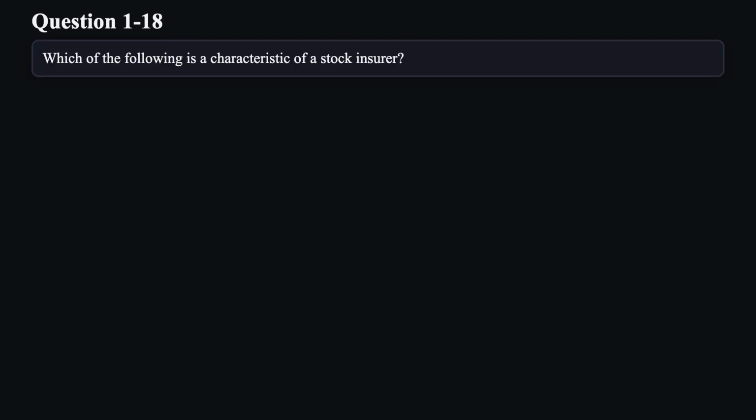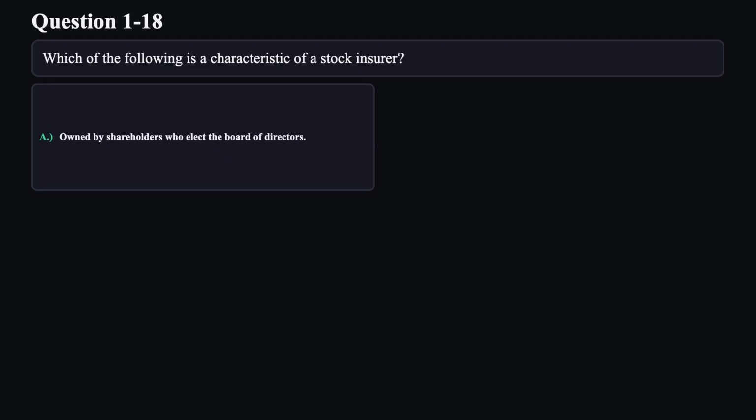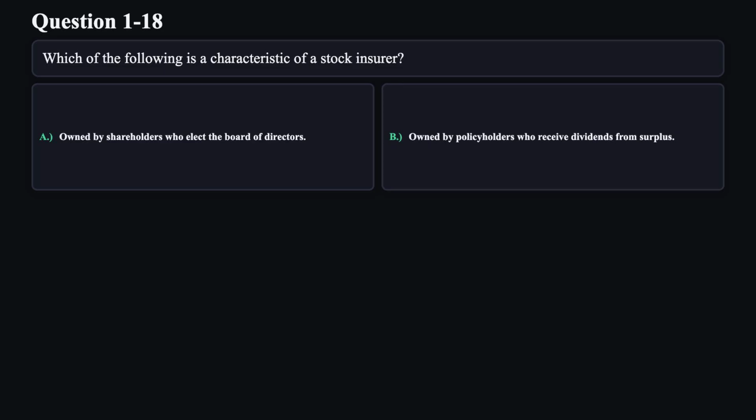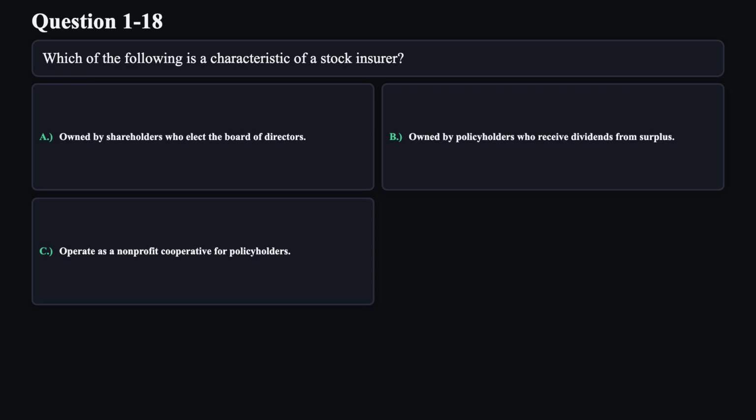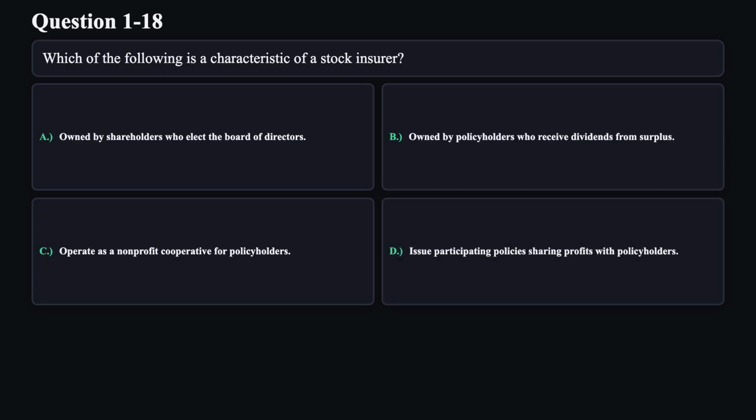Question 18. Which of the following is a characteristic of a stock insurer? A. Owned by shareholders who elect the board of directors. B. Owned by policyholders who receive dividends from surplus. C. Operate as a nonprofit cooperative for policyholders. D. Issue participating policies, sharing profits with policyholders.